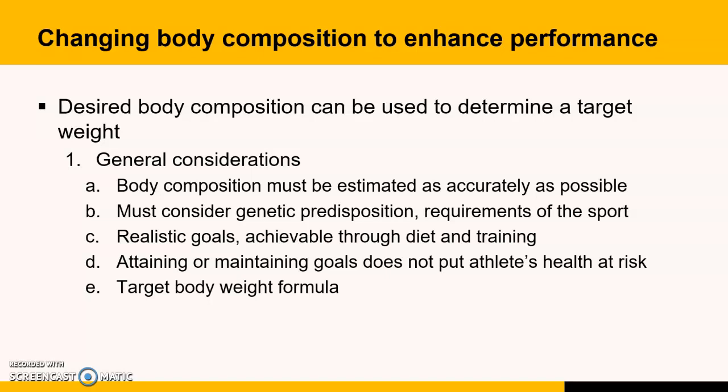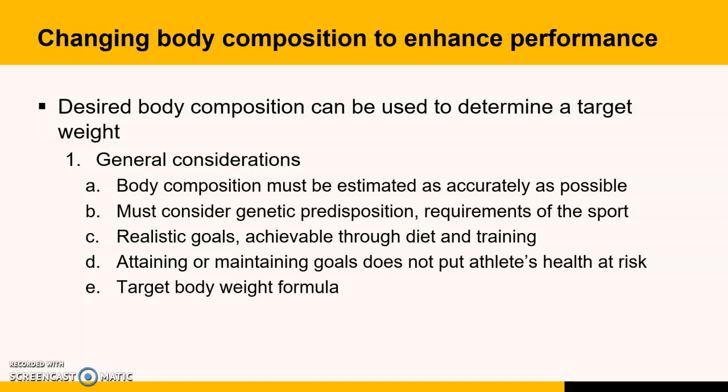Okay, and the target body weight is only an estimate, and rigid adherence to attaining a given scale weight or body composition is never recommended. Tetapi target body weight can be a helpful guideline, and there is a formula for calculation. Saya akan tunjuk macam ni. Formula ni kita guna dengan harapan bahawa atlet tu euhydrated. Sebab tu kita akan guna this formula.